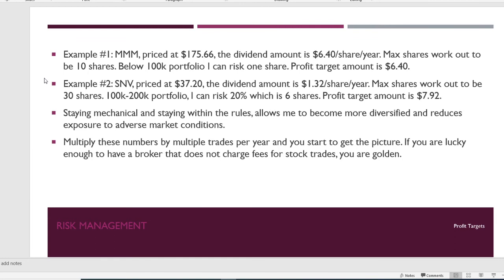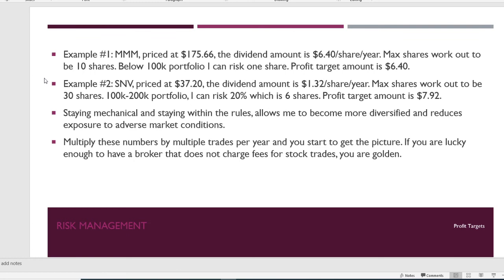In example 2, SNB, have no idea who they are or what they do, don't care. Do they pay a dividend? Yes. It's priced at $37.20. The dividend amount is $1.32 per share per year. Max shares work out to be 30 shares. Now, if you had a portfolio of 100 to 200,000, I can risk 20%, which is 6 shares. My profit target amount is $7.92. You're simply multiplying the 6 shares by how many shares.